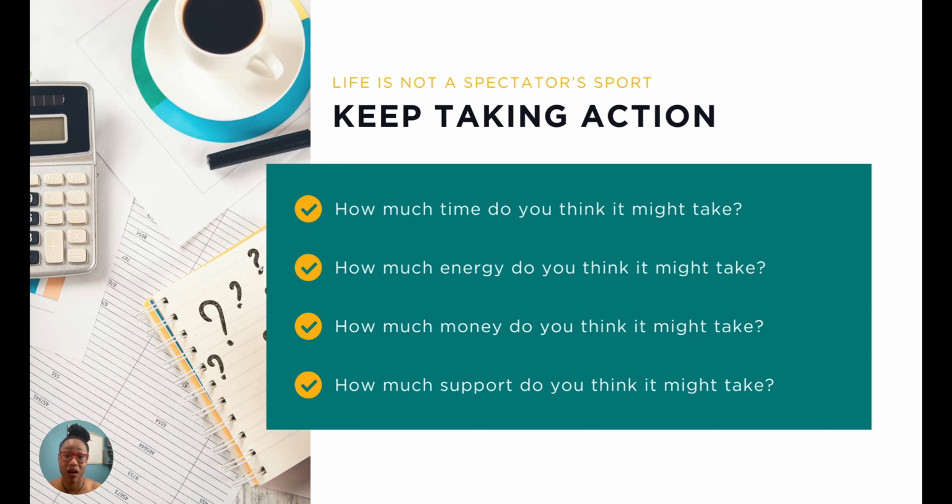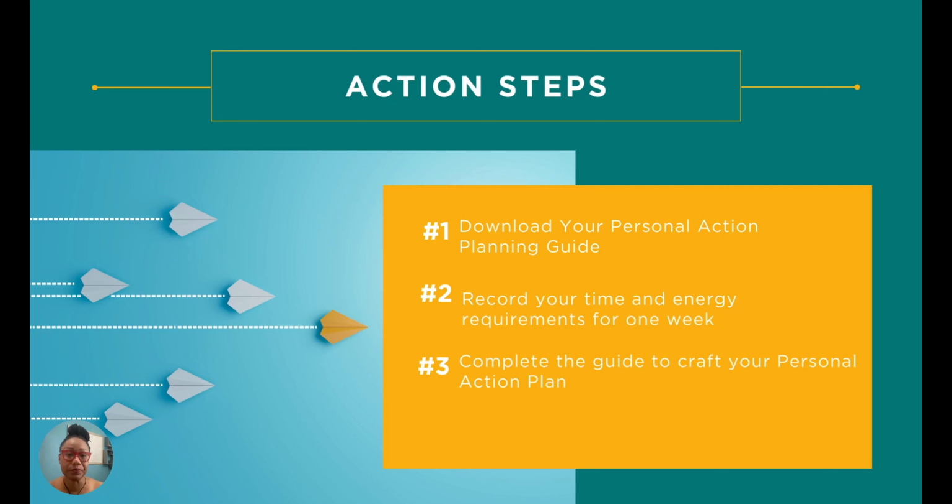You have to be willing to be wrong and then to practice and experiment to get it right. So, here are the action steps I want you to take. Really simply, download your personal action planning guide. I want you to pay attention and record your time and energy requirements for a week. Okay. Work through the sections, but also just pay attention to yourself.